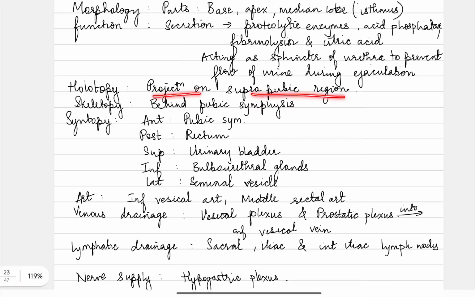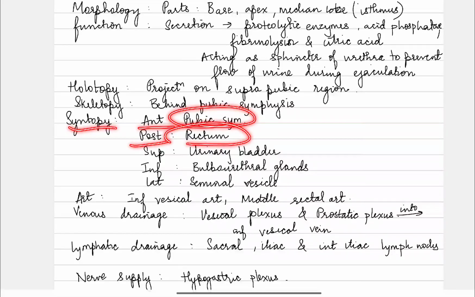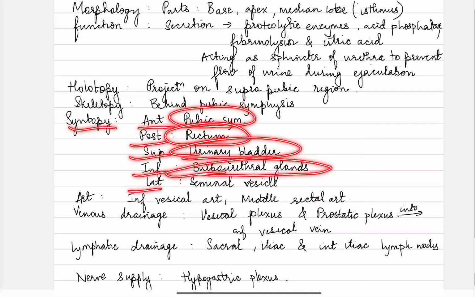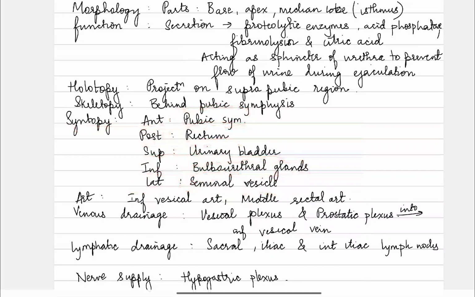Holotopy is projection on the suprapubic region. Skeletopy is behind the pubic symphysis. Syntopy is anteriorly there is pubic symphysis, posteriorly there is rectum, superiorly there is urinary bladder, inferiorly there is bulbourethral gland and lateral there is seminal vesicles.